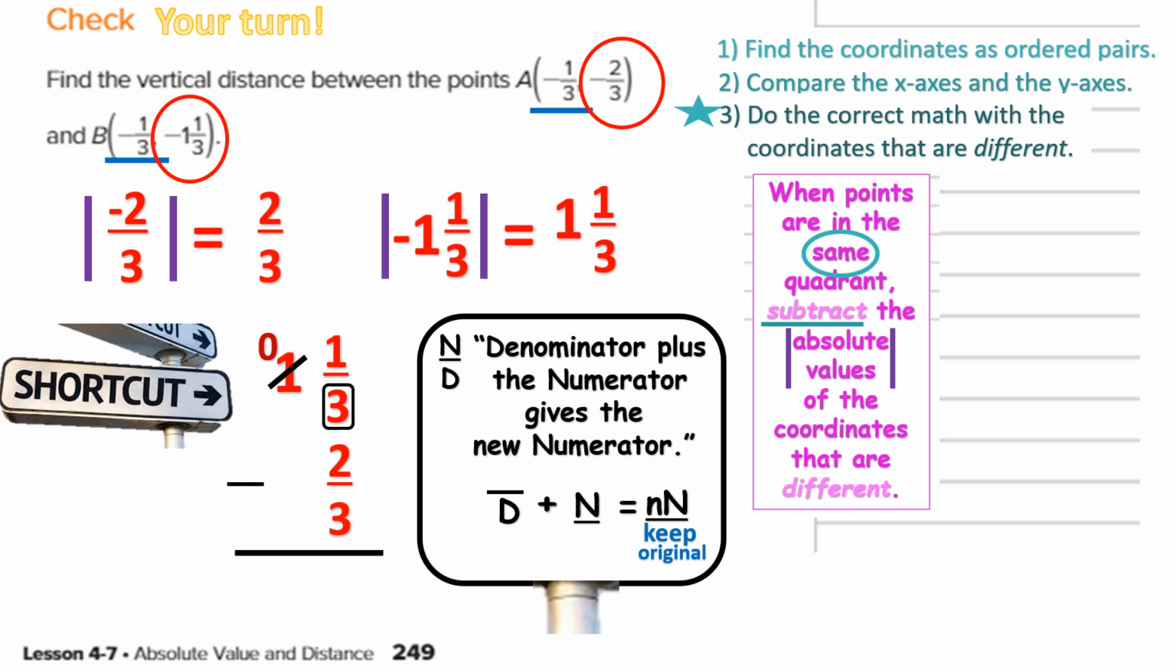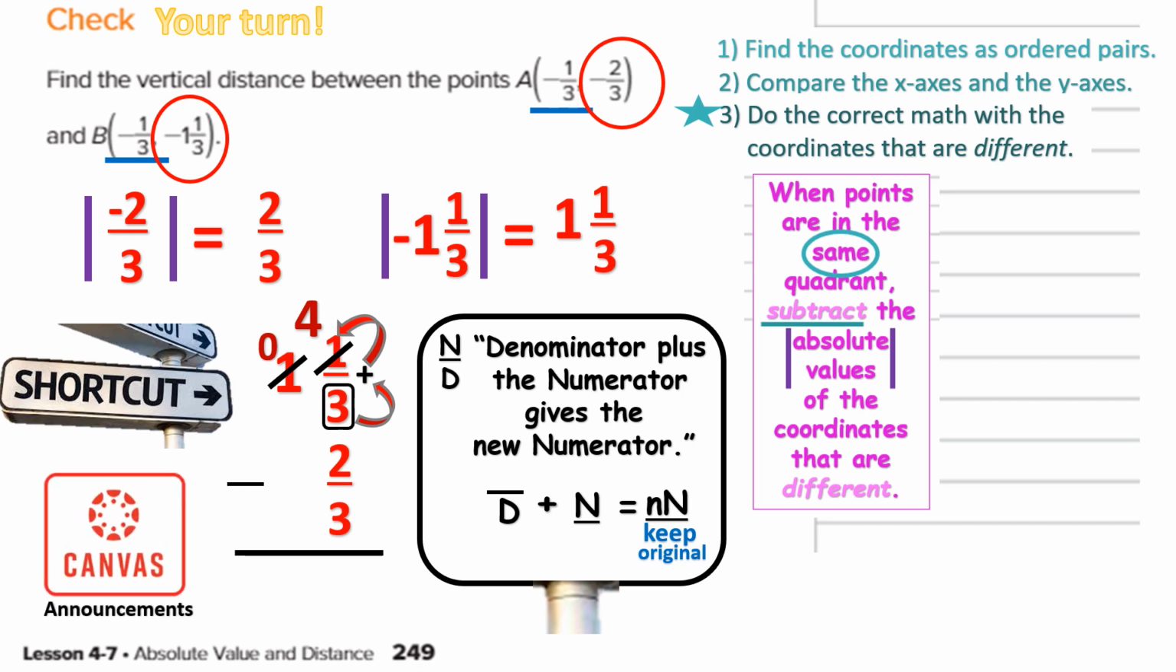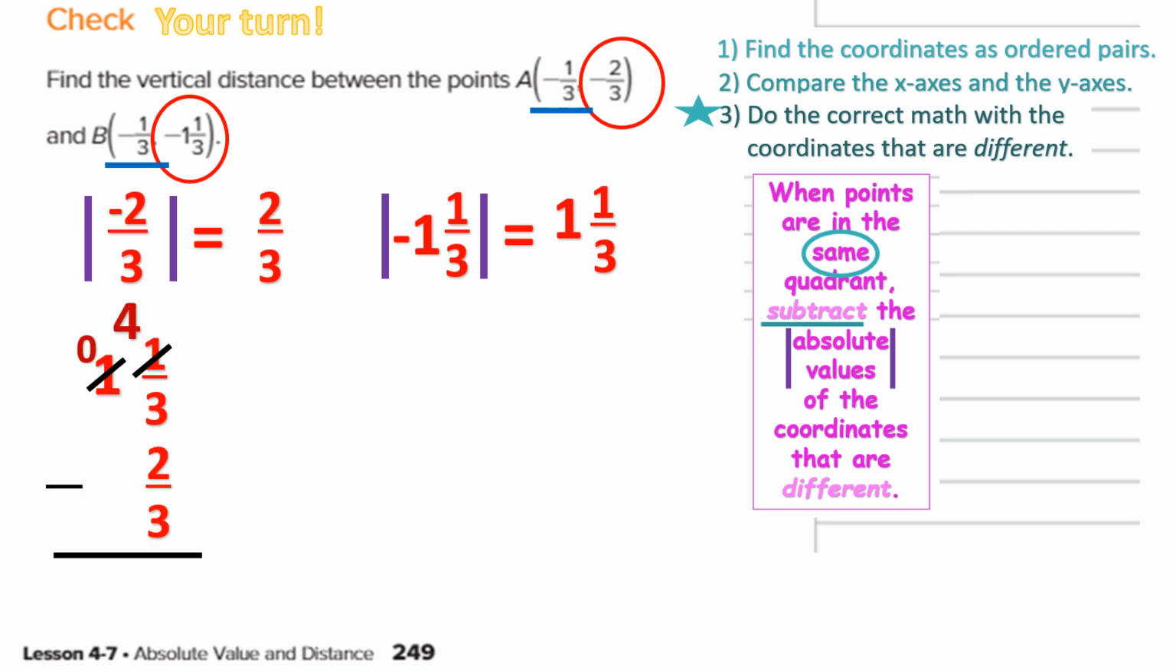So what that looks like here is I'm going to add my denominator of 3 to my numerator of 1, which gives me a new numerator of 4. And then I keep my denominator of 3. If you look at what we did before, that's exactly what we did. We ended up with 4/3, and we subtracted. So it's just a shortcut that you can do. That way you don't have to borrow and then add 3/3 to it and then get 4/3. You can just do this process. This is on Canvas for you under your announcements so you know how to do it.